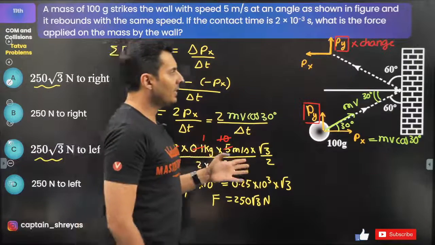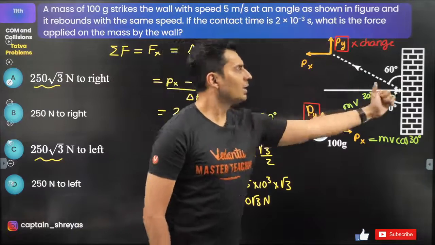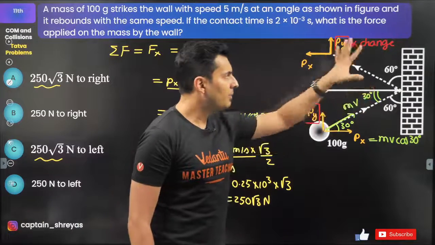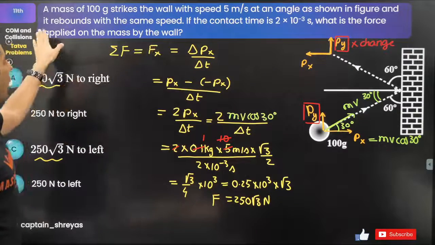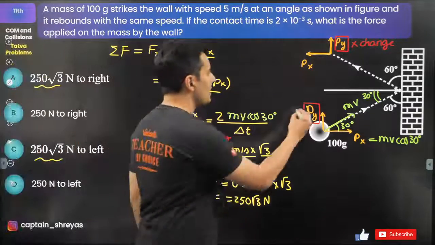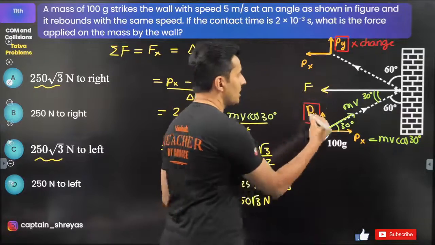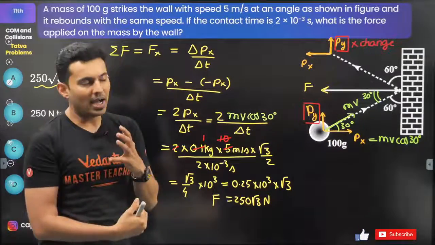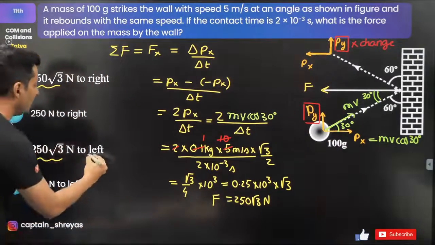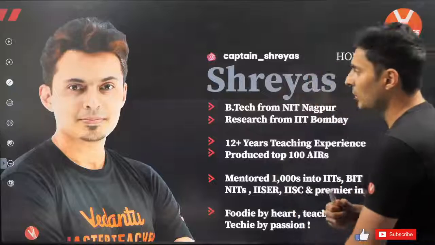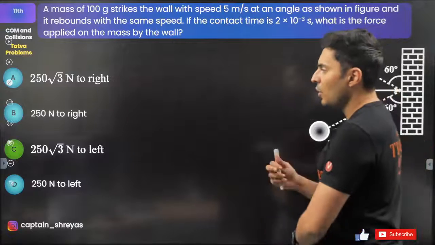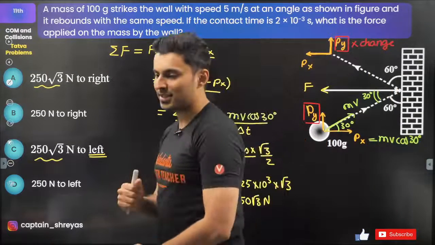But we know that when it hits the wall and comes back, the force on the ball by the wall will be towards the left hand side. By the wall, on the ball. So that force has to be in this direction because it will come back over here. Not towards the right, but towards the left hand side. Very nice. Option C is the correct answer. 250 root 3 Newton towards the left.